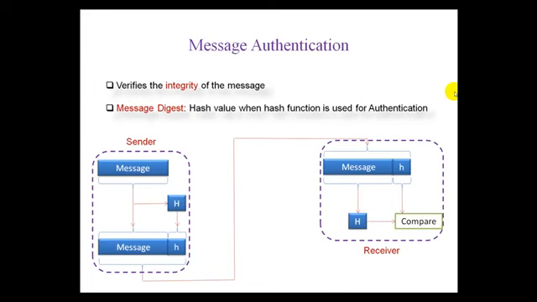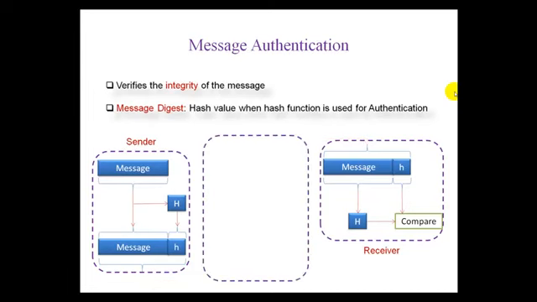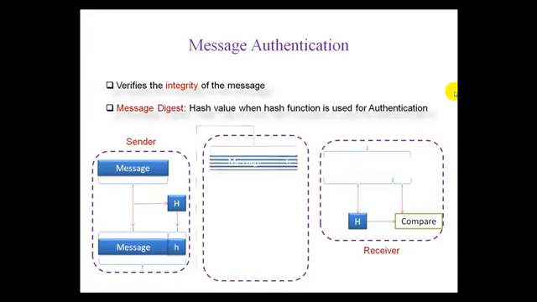Now let us assume that there is a hacker between the sender and the receiver like this, and the information sent by the sender is intercepted by the hacker. The hacker takes the message which is appended with the hash value h. He takes only the message out of the message appended with the hash value, and he wants to change or corrupt it.